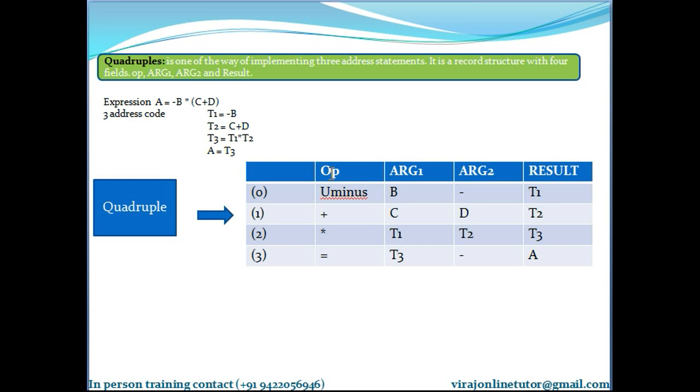Let us adopt the convention that statements with unary operators like A is equal to minus B or A is equal to B do not use argument 2. And operators like param use neither argument 2 nor result. Conditional and unconditional jumps put the target label in the result.